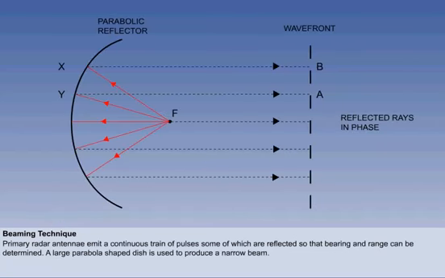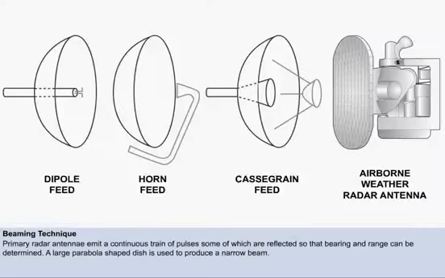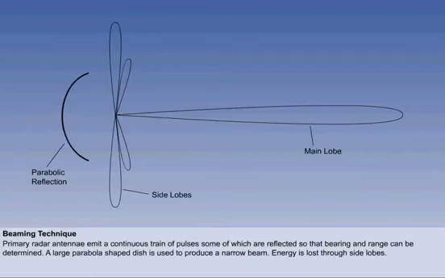For precision, the pulses should be as narrow as possible, and the antenna most commonly used is the parabola. Pulses of energy are transmitted into the dish, which are then reflected into an almost parallel-sided beam. The larger the antenna, the narrower the beam. The most common types of radar dish are shown here, including the slotted planar array used for weather radar. Here we see a typical radiation pattern showing the inevitable loss of energy into side lobes.